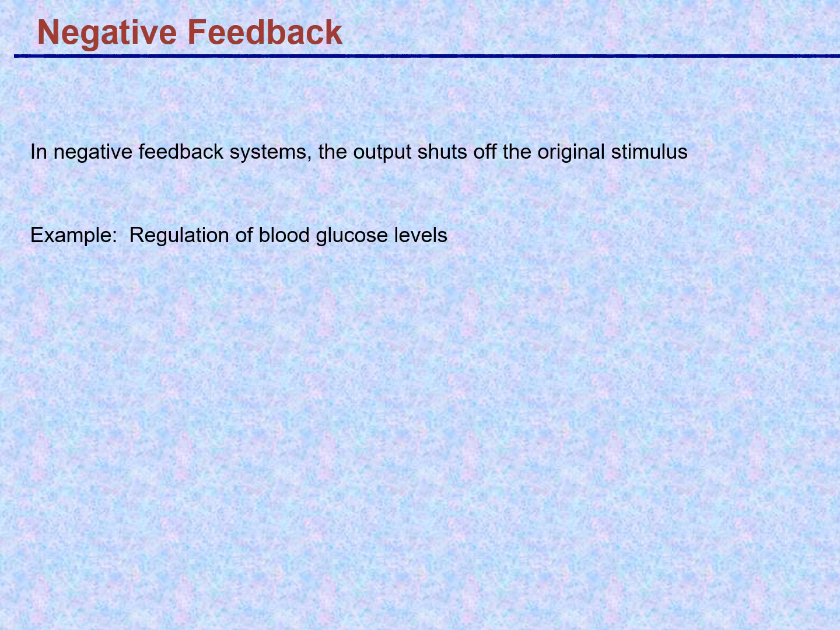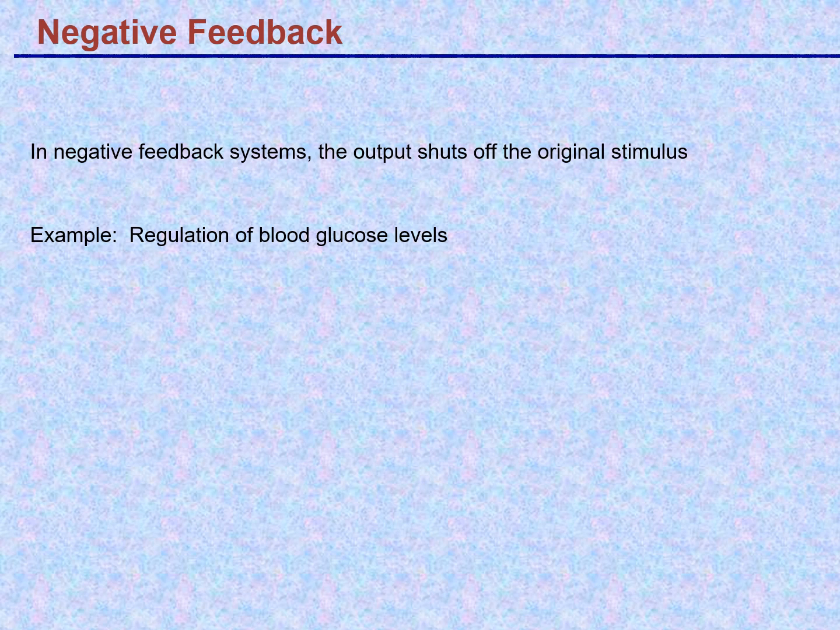Now these are feedback mechanisms, and there are two major important types of feedback mechanisms that are involved in homeostatic regulation to maintain an appropriate response level of activity of the system. One very common kind of feedback mechanism is called a negative feedback mechanism, in which the output shuts off the original stimulus.